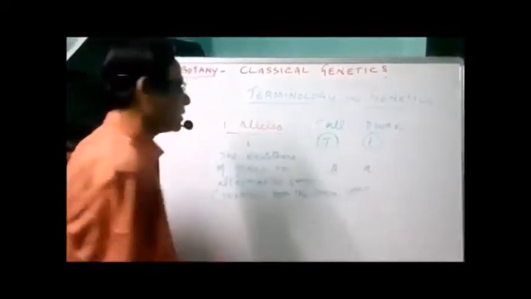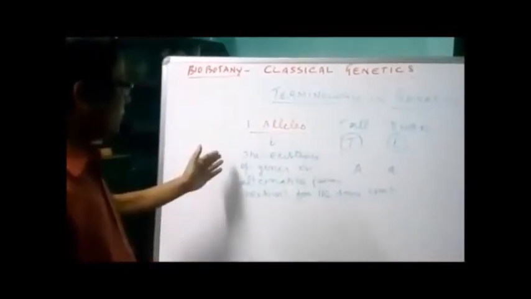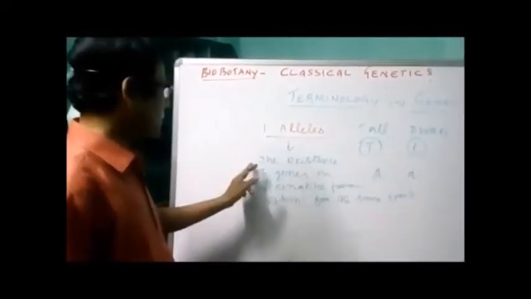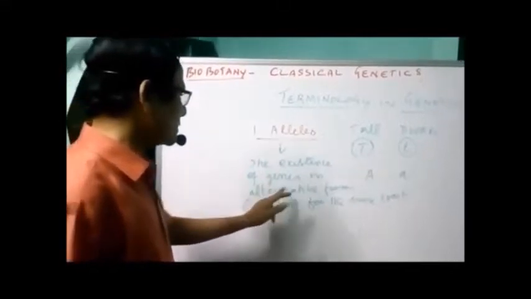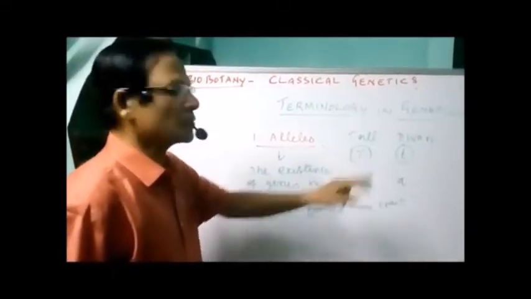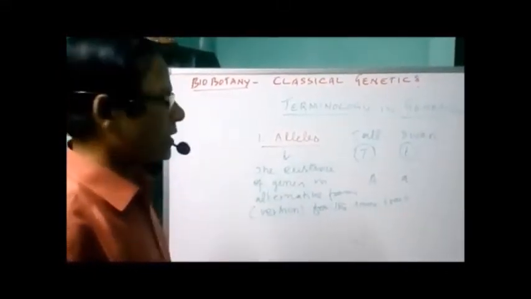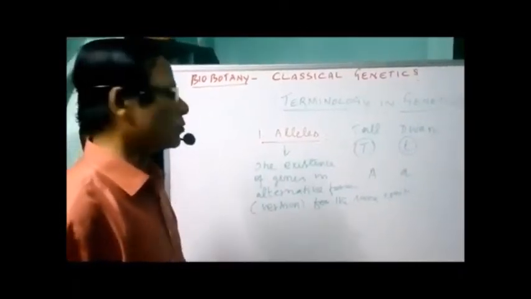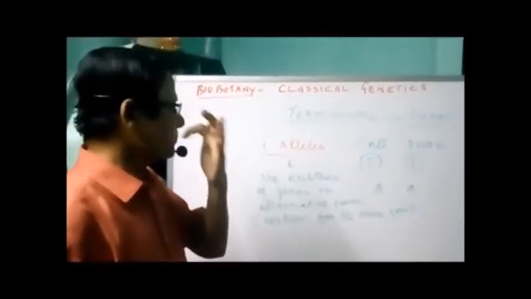And this is what is called allele: an alternative form of the same gene. That is, I mentioned the existence of genes in alternative forms. Capital T and small t. Capital A, small a. Capital R, small r. Capital Y, small y. These are all alleles.